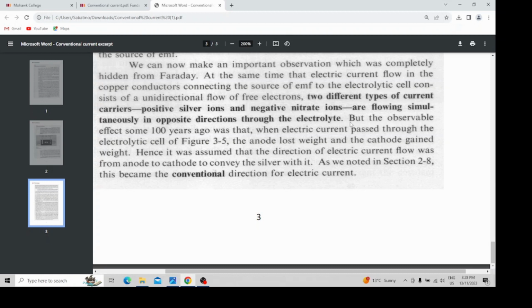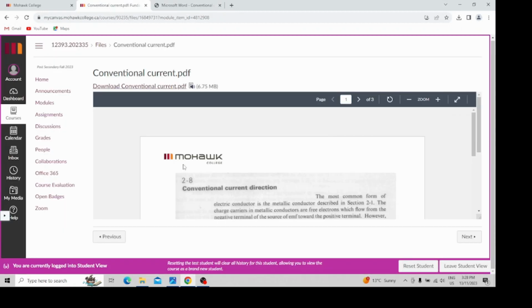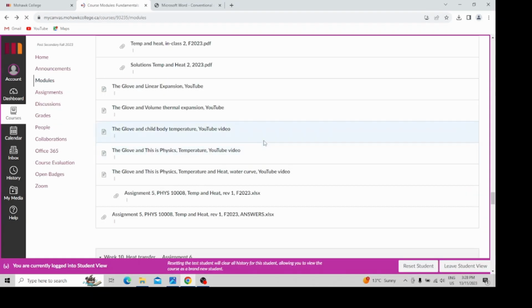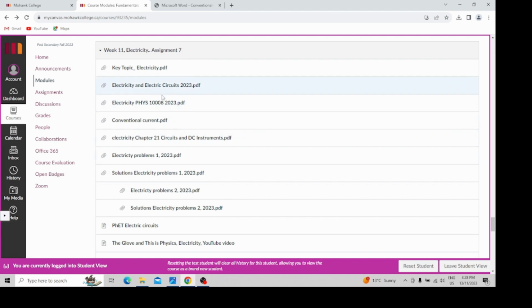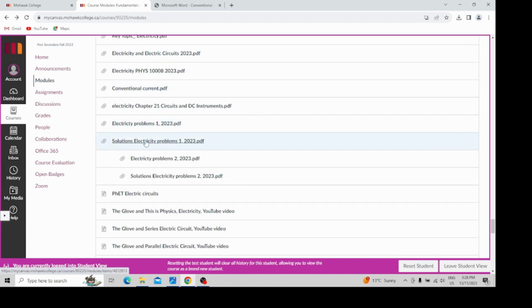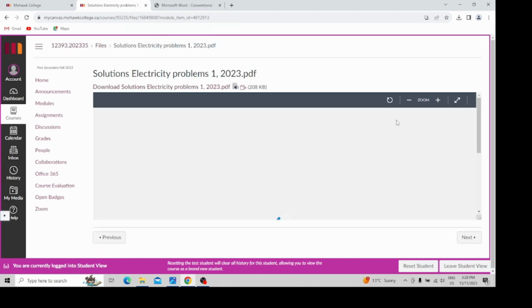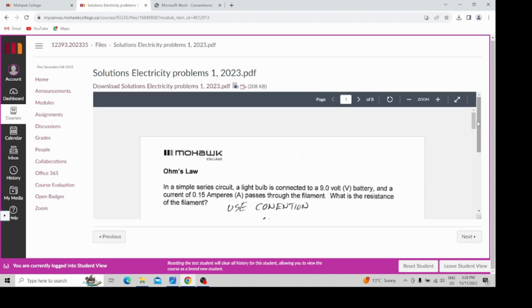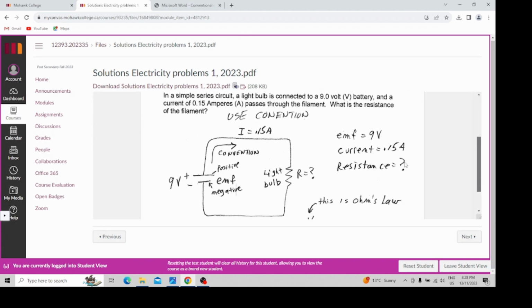Allow me a moment to simplify this in today's words. I'm going to go back to modules, and let's have a look at some of my examples that I have posted for electric problems. This one. And I won't download these. I think they're pretty visible.